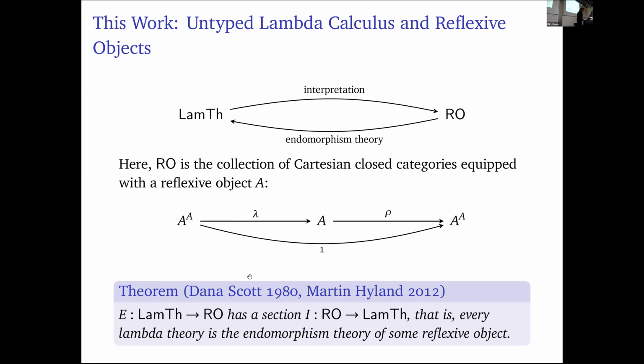The result was proved first by Dana Scott and written up in a paper in 1980, and then Martin Hyland in 2012 wrote a paper called Classical Lambda Calculus in Modern Dress, where he revisits this result and proves it differently. It is about the difference of these two results by Scott and Hyland, or these different constructions, that I want to talk about, and how to compare them. How can we actually relate these two constructions?